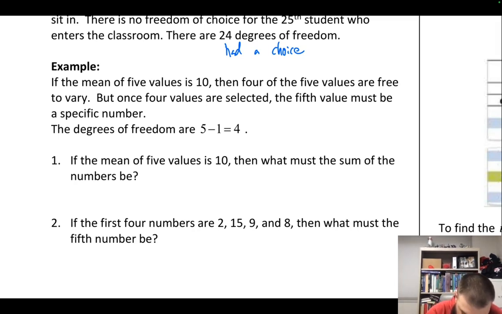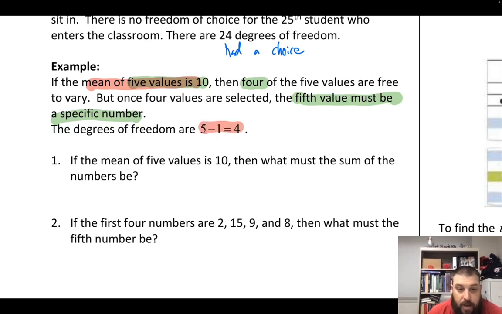So again, let's highlight these main ideas here. The mean of 5 values is 10. So once 4 of them are selected, the 5th value then has to be locked in, because we have to have the mean be 10. So our degrees of freedom come from that.